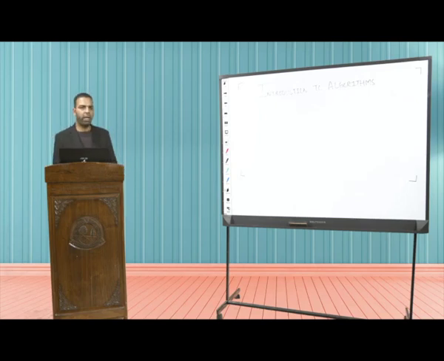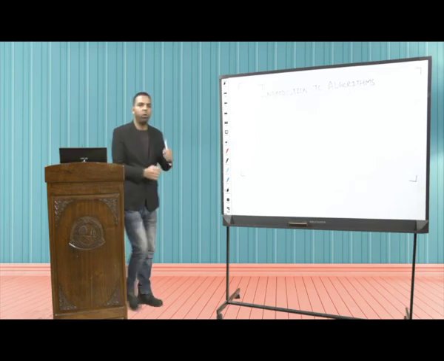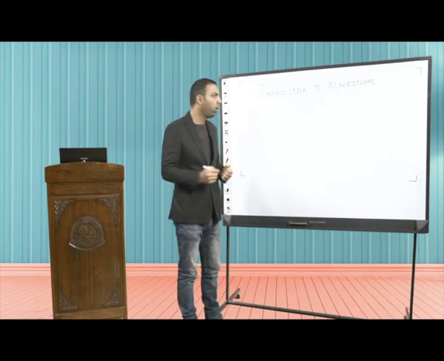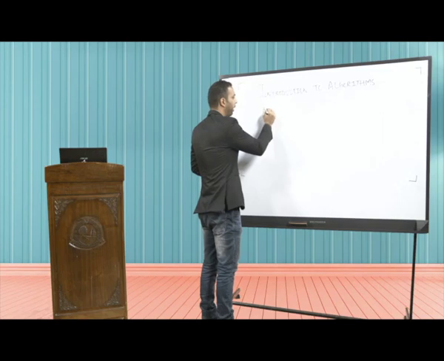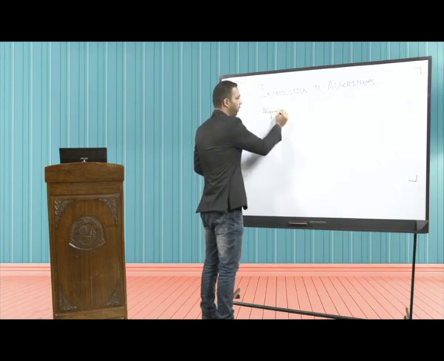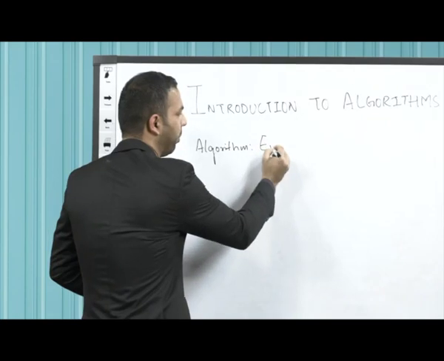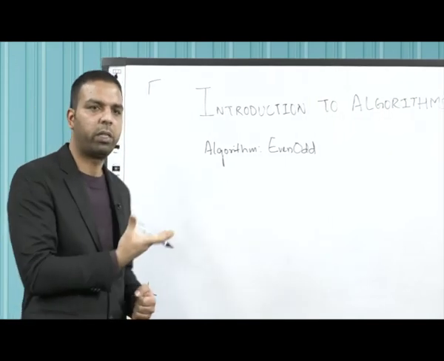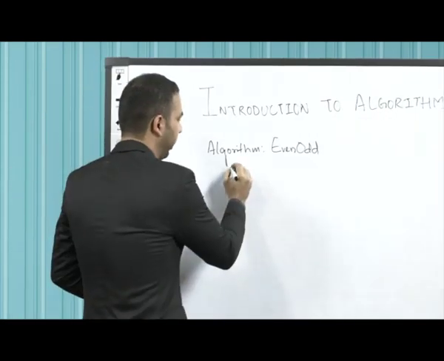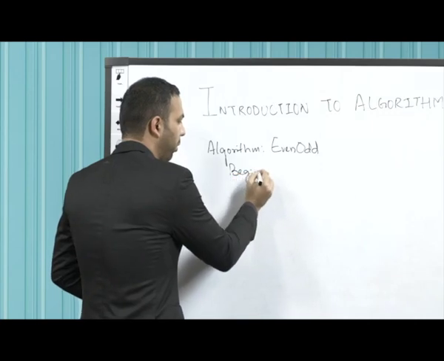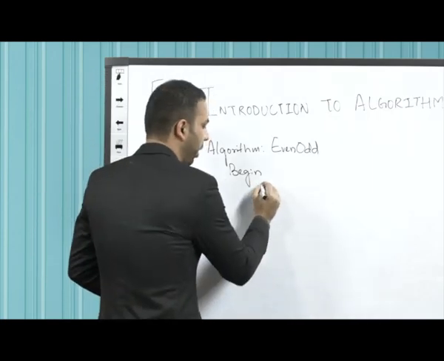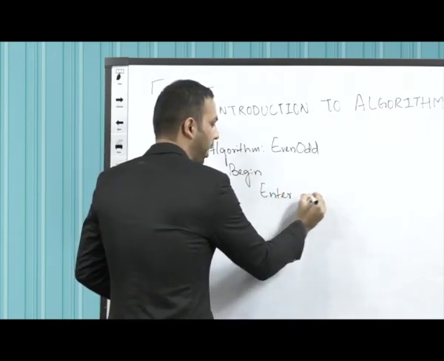Let's take a simple example of an algorithm so that you will get a grasp of what an algorithm means. I'm going to write an algorithm to check if a number is even or odd. I'll simply write algorithm and its name, even, odd. You can write any name that makes sense to you. After that, I'll write begin, because begin shows that I have started this algorithm from this point, and then I'll write enter a number.